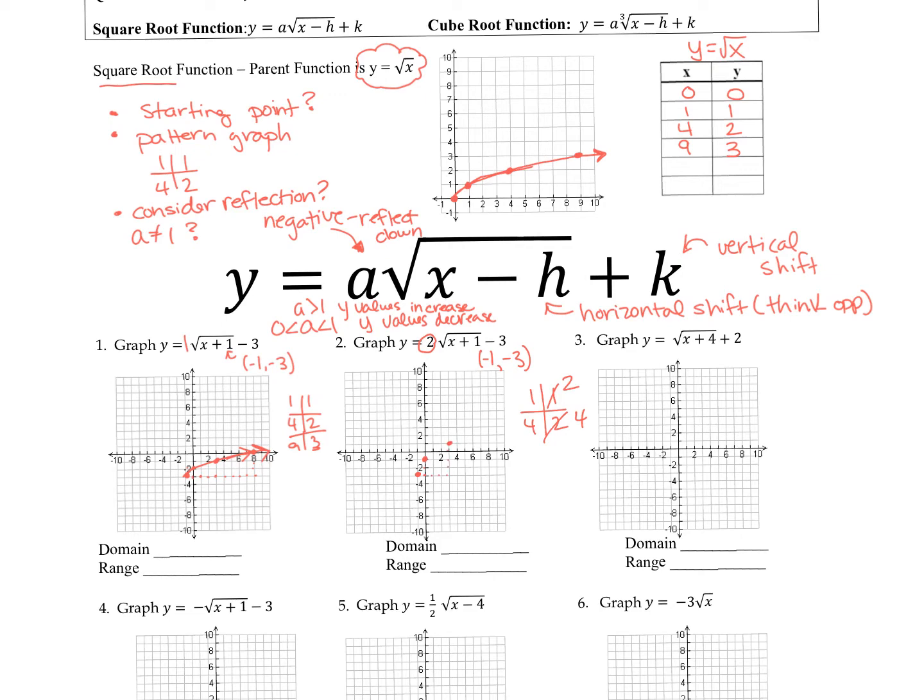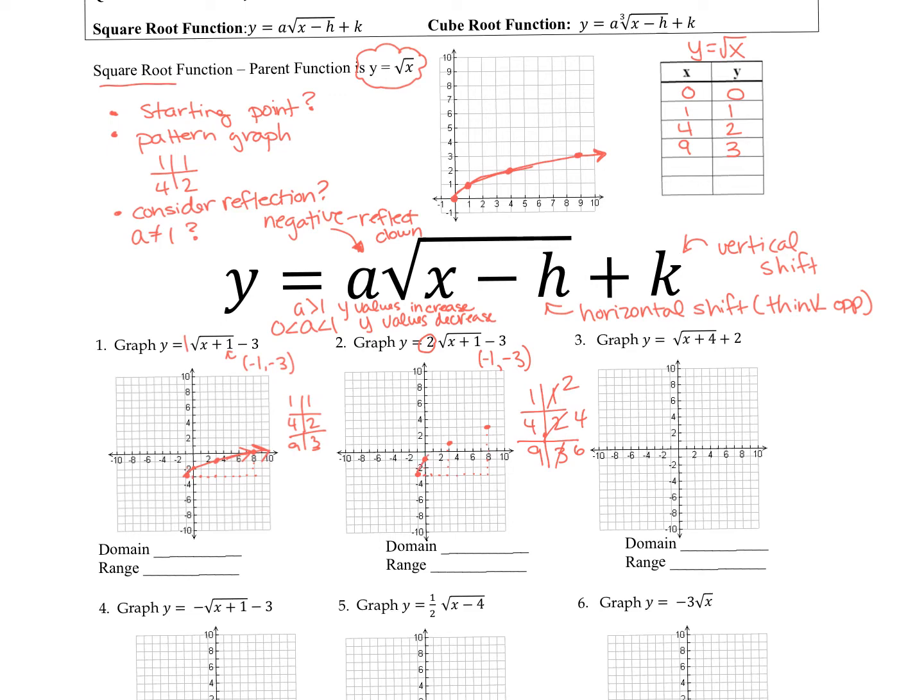I'm going to go right 4, 1, 2, 3, 4, and I'm going to go up 4, 1, 2, 3, 4. If I wanted to do the 9, 3, I could. It would fit on here. But instead of doing 3, remember my a was 2, so I'm going to really go 9, 6. So go back to your starting point, 1, 2, 3, 4, 5, 6, 7, 8, 9. And now I'm going to go up 6, 1, 2, 3, 4, 5, 6.